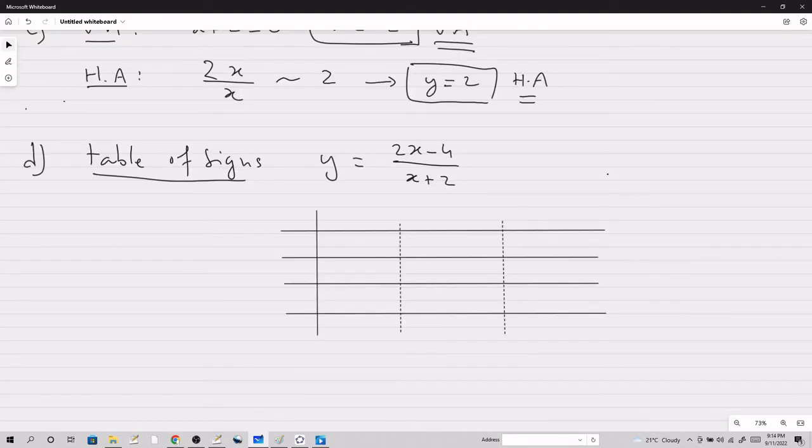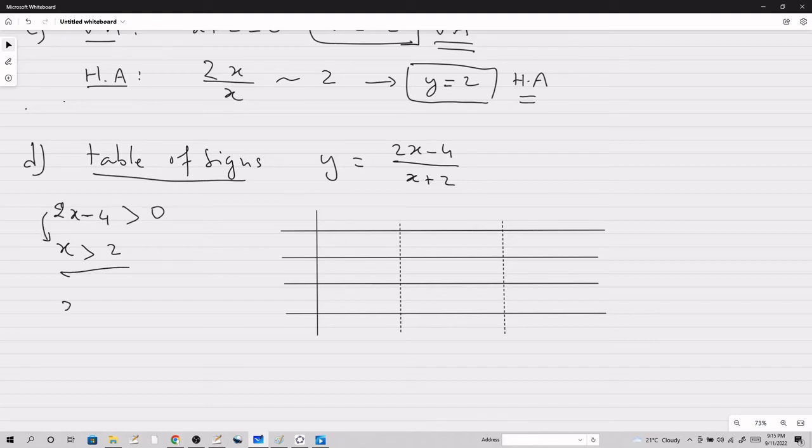In part D, we are going to study the sign of y equal to (x minus 4) over (x plus 2) as x changes. Now, we do this exactly as we are solving a rational inequality. First we start with the numerator: x minus 4 is bigger than 0 when x is bigger than 4. Solving this gives me this.